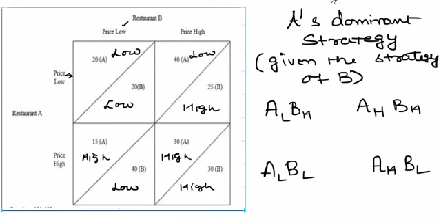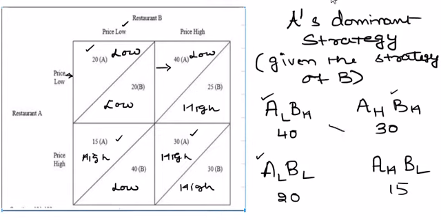So let us find out what is the profit of A in this situation when A is keeping low price, which is this, and B is keeping high price. So the profit of A is given by 40. In case when A and B both are keeping high price, the profit of A is given by 30. And now when A and B both are keeping low price, the profit of A is 20. And when A is keeping high price and B is keeping low price, the profit of A is given by 15. Now what do you see?